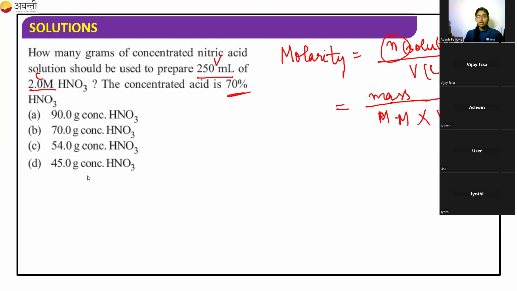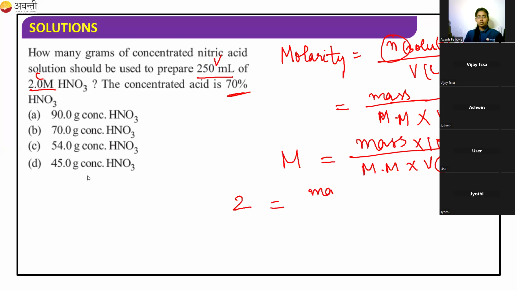So if I'm writing volume in terms of milliliter, what I have to do? I have to put mass by molar mass into volume in terms of milliliter, but in the numerator, I have to put 1000. So we can write the volume in terms of milliliter like this. Now substitute all the given values in the formula. So what is the molarity? Molarity is the concentration, which is 2 given in the question, which is equal to mass.